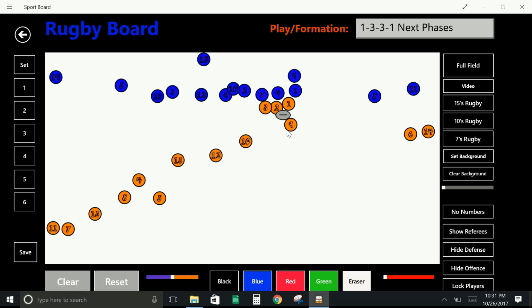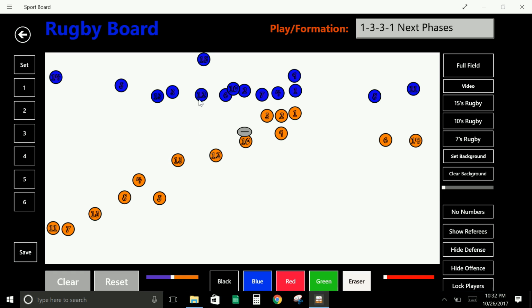So first of all, we've taken that first ruck. 9 is there quickly, and we're ready to move. 9 puts the ball to 10. 10 sees there's a little bit of opening out here. He wants to play to 13. He's going to skip the ball to 13.